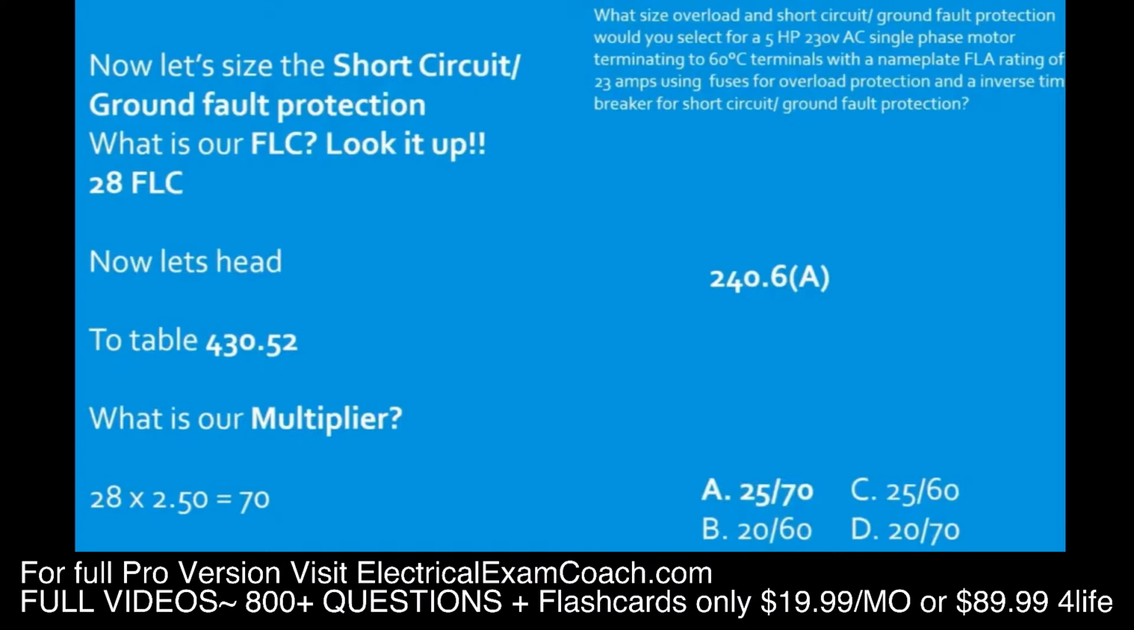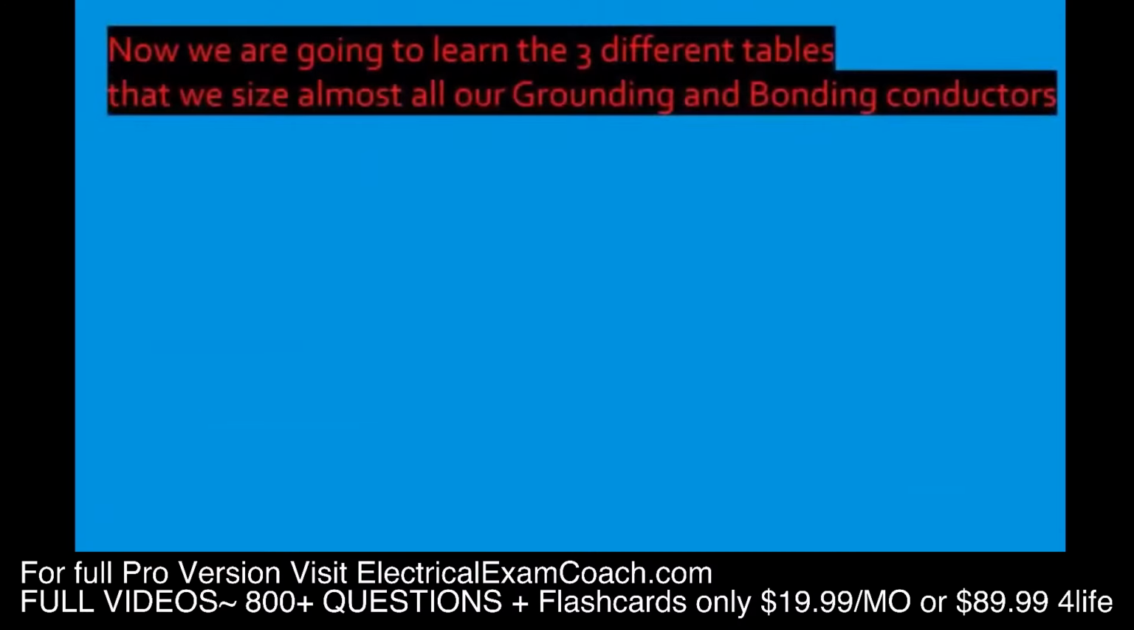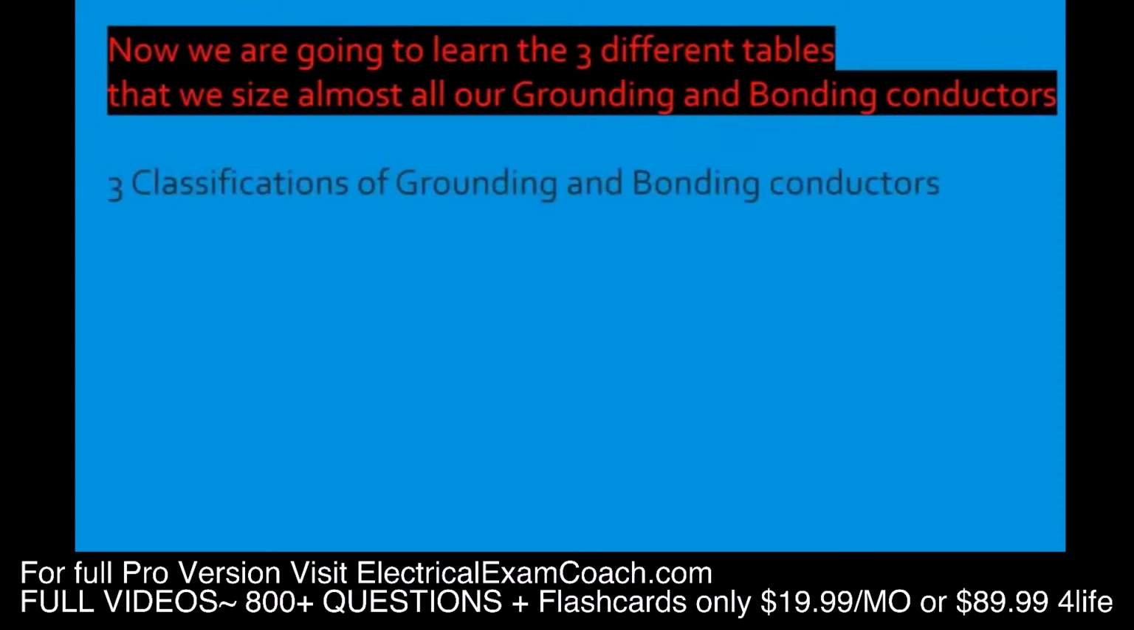Great job. Now we're going to learn the 3 different tables that we size almost all of our grounding and bonding conductors. There are 3 classifications of grounding and bonding conductors. The first one is the grounding electrode conductor. That's the GEC. That is the wire that's physically installed from, we'll say, the ground rod all the way to the panel, or the footing ground all the way to the panel.